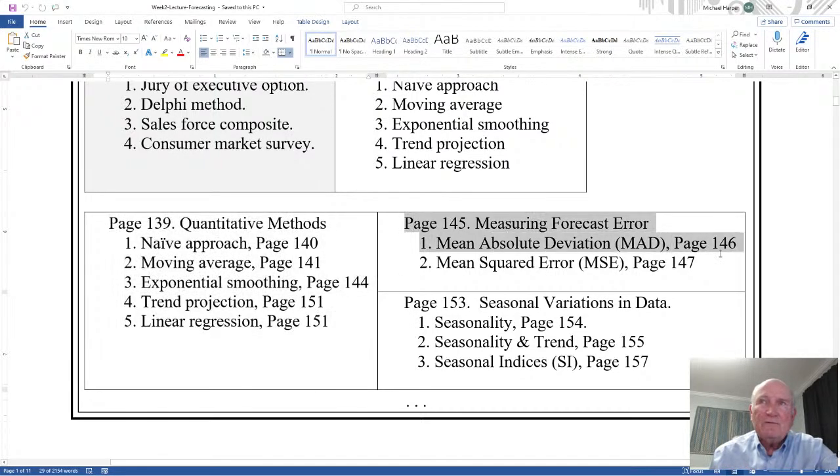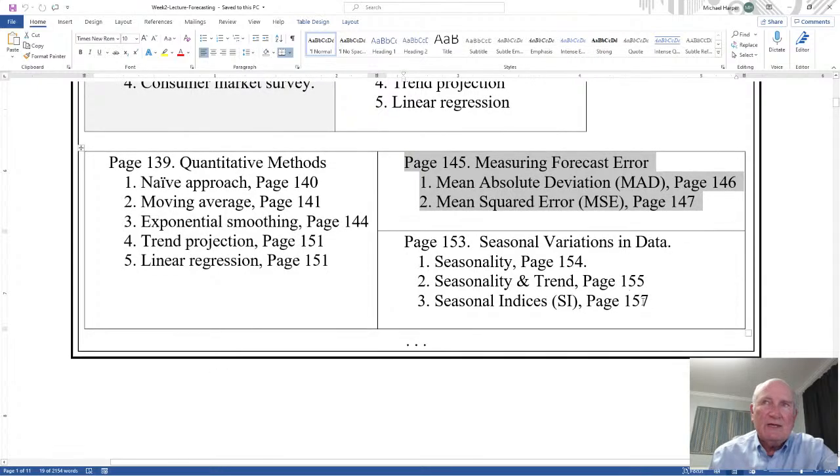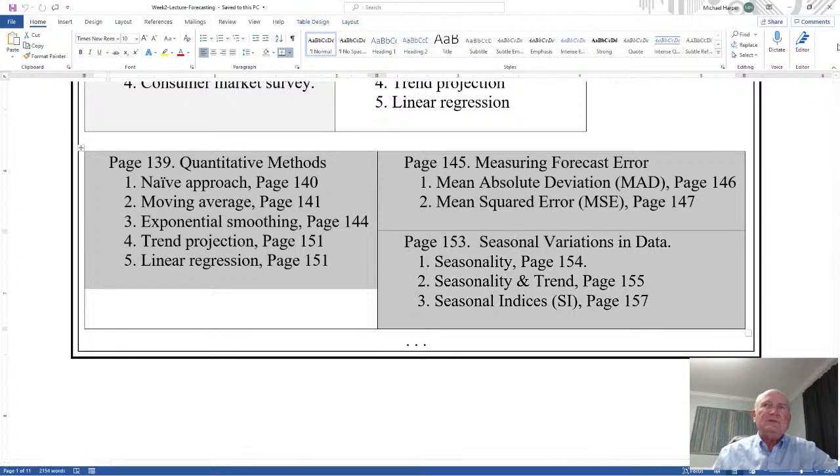Then I'll cover, on pages 145, 146 and 147, measuring errors, MAD and mean squared error, and then seasonality and seasonal variation in data. Now, this right here, as far as I'm concerned, comprises a very good foundation for people to start forecasting. Probably 75, 80, in some cases 90% of common forecasting problems that will cross your desk when you start in industry. So let's start.